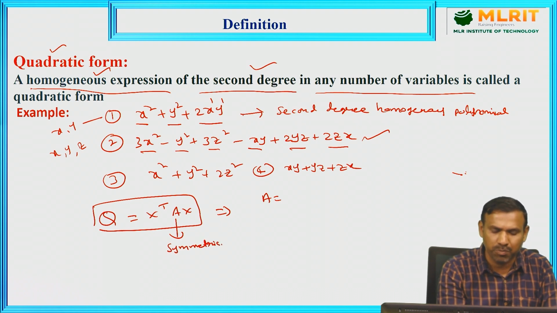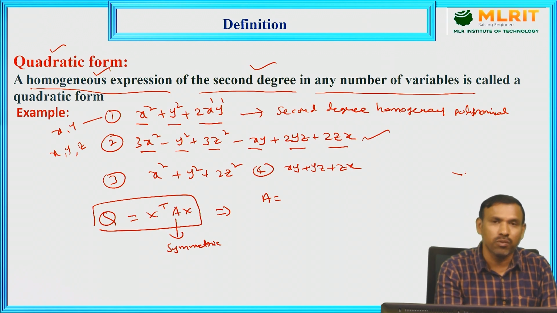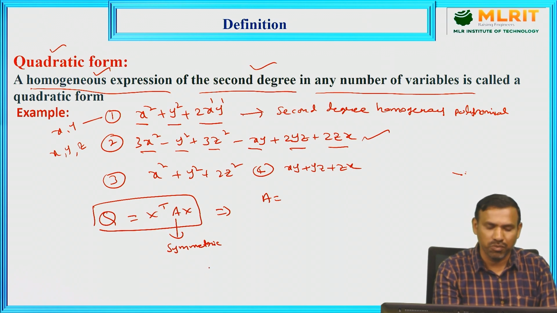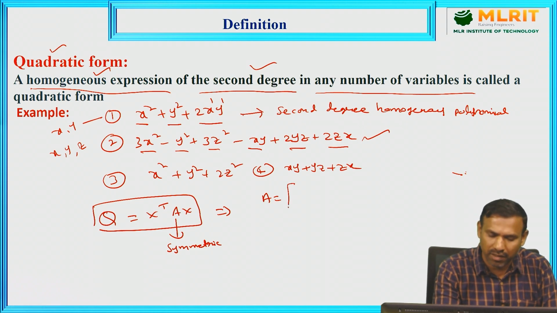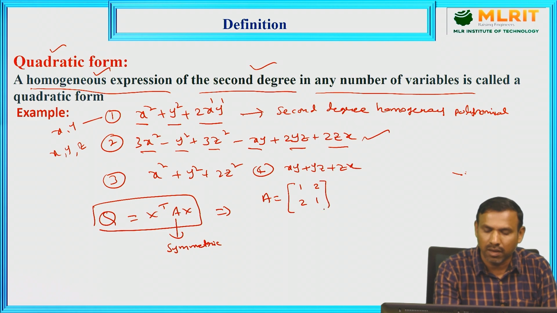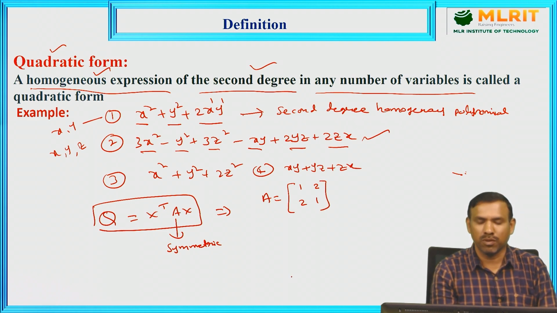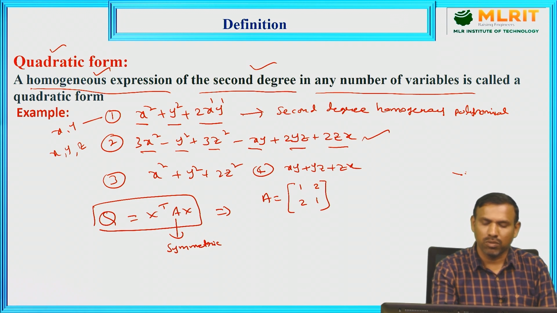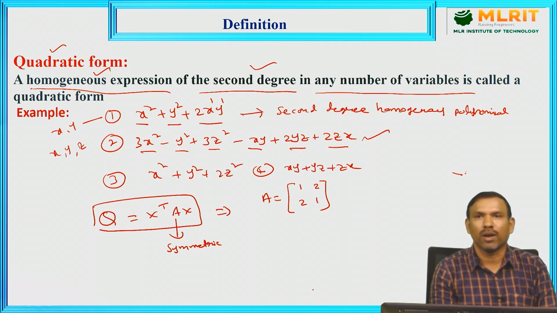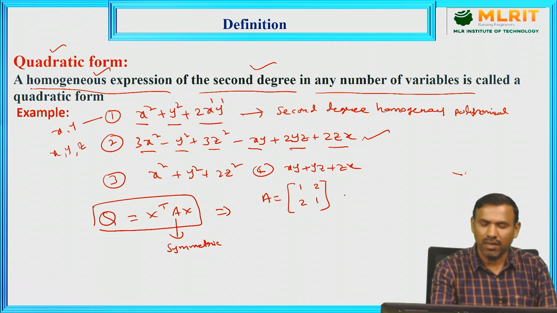We have a theorem statement in which A is symmetric. Here we are not discussing the theorem; we are discussing quadratic forms. Suppose the matrix A is, say, first row 1 2, second row 2 1. It is a simple 2 by 2 matrix, and it is clearly symmetric.